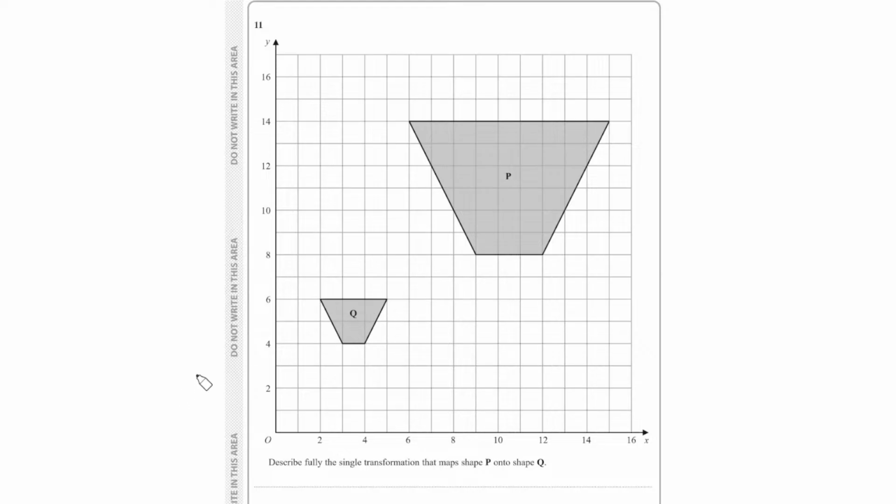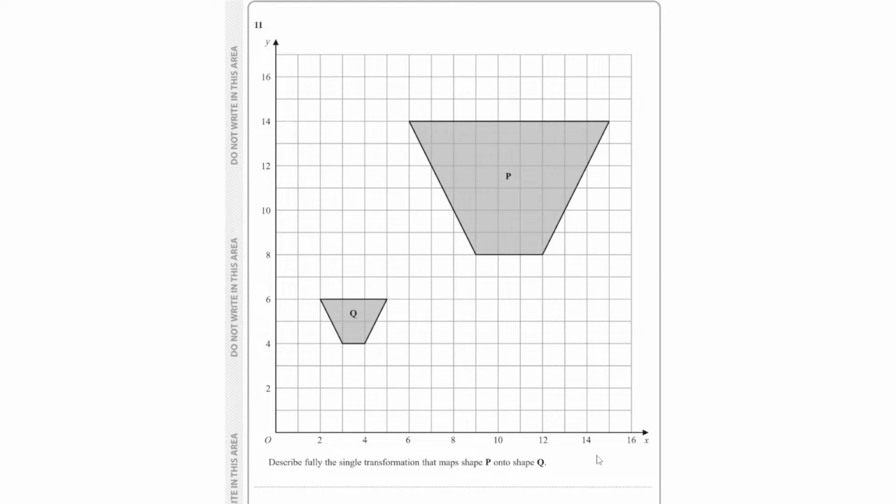Okay, question 11. So it says, describe fully the single transformation that maps shape P onto shape Q. Now, this one is fairly straightforward. You just have to be really careful which way around they've done it, because naturally, without properly reading it, I would probably think, how do I get from the small one to the big one? I feel like that's more natural, isn't it?